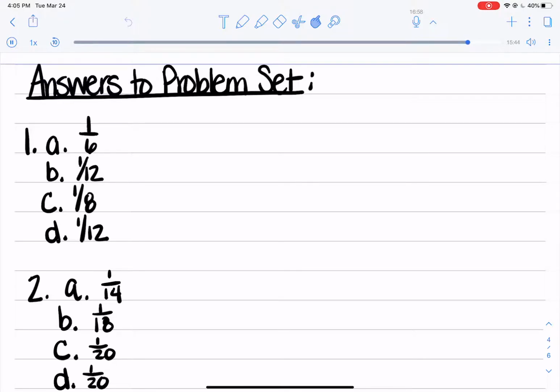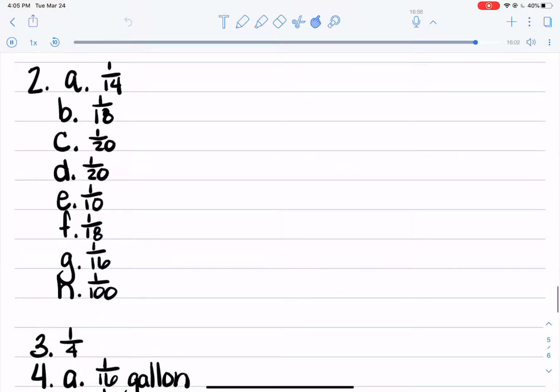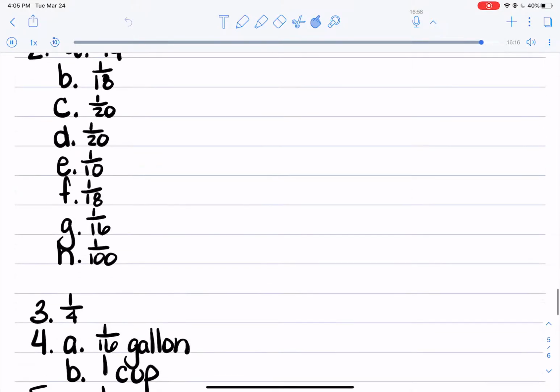Okay, so here are the answers to the problem set. Number 1A is 1/6. B is 1/12. C is 1/8. D is 1/12. Number 2A is 1/14. 2B is 1/18. 2C is 1/20. 2D is 1/20. 2E is 1/10. 2F is 1/18. 2G is 1/16, and 2H is 1/100.